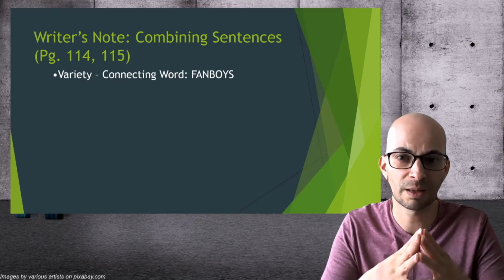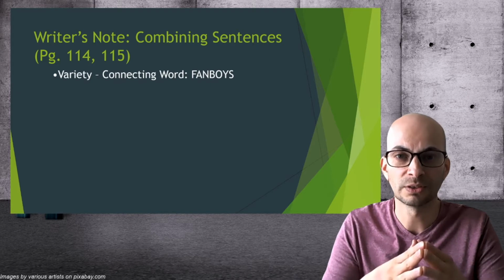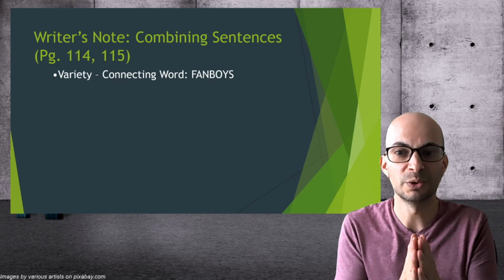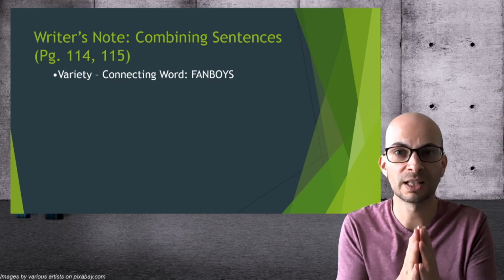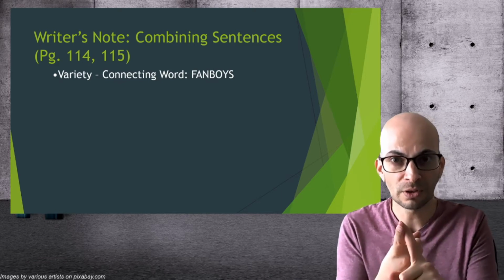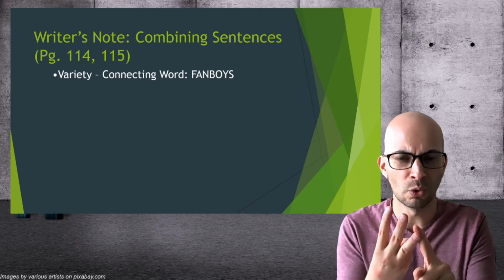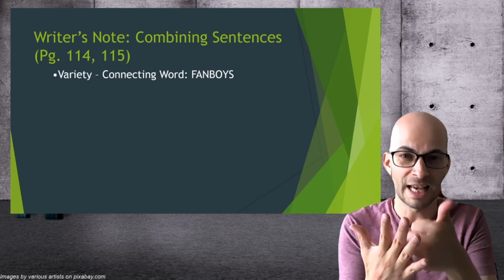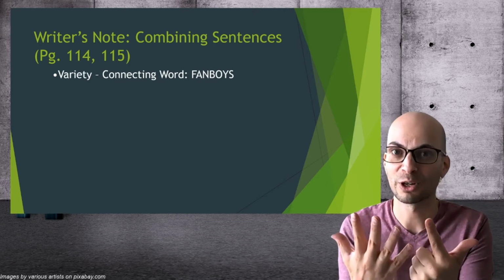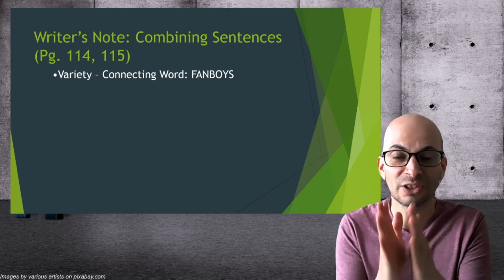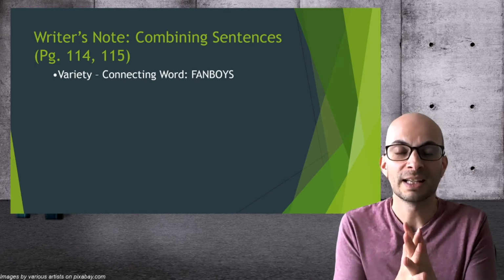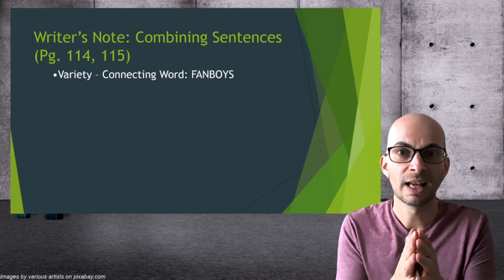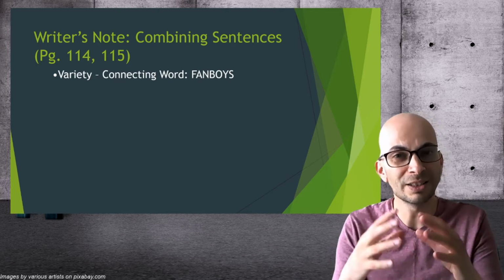So the book gives an example here of connecting words. And we use this acronym called FANBOYS to remind us of those connecting words. And those are for, and, nor, but, or, yet, and so. Oh, I was trying to remember them all without looking at the book. Just looking at the acronym. Okay? And FANBOYS, those combining words, help us to make our sentences a little bit more dynamic.